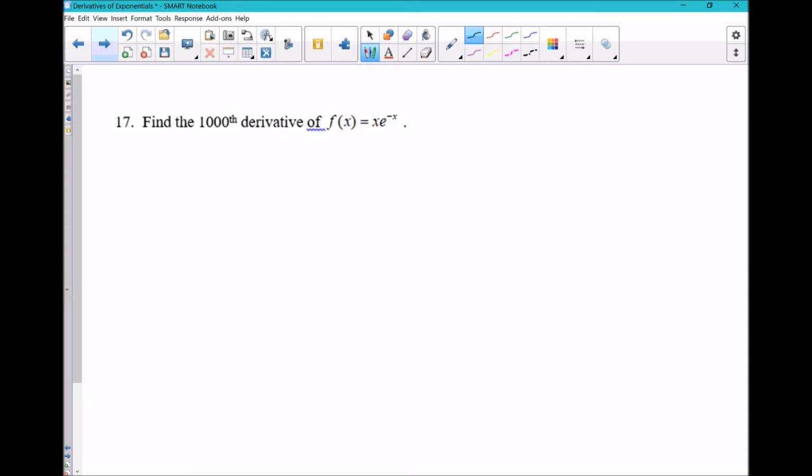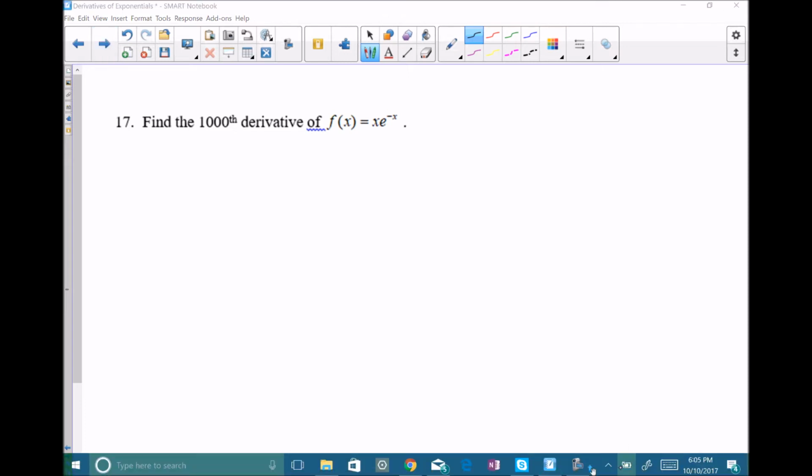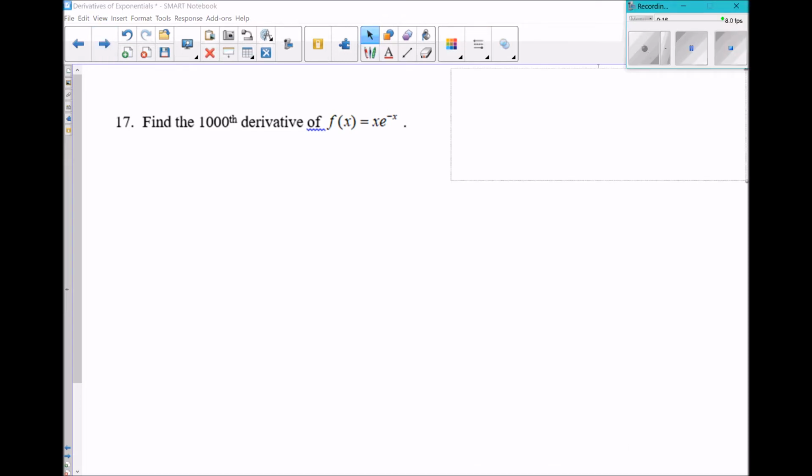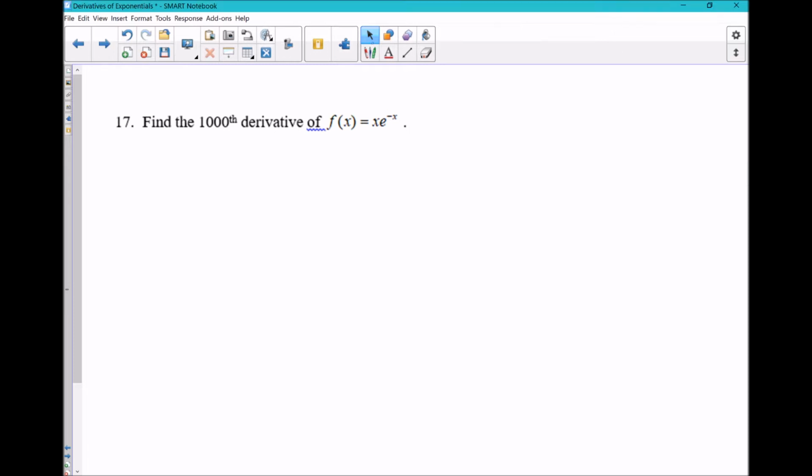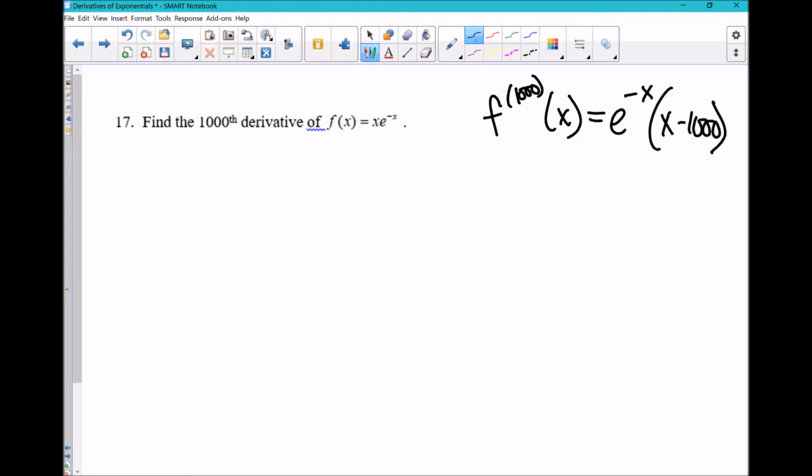Next one, find the 1,000th derivative of f of x equals x times e to the negative x. Again, try this one on your own, see what you get, and come back. And you should get that the 1,000th derivative is e to the negative x times x minus 1,000, or the equivalent thereof. And if you're like, what?